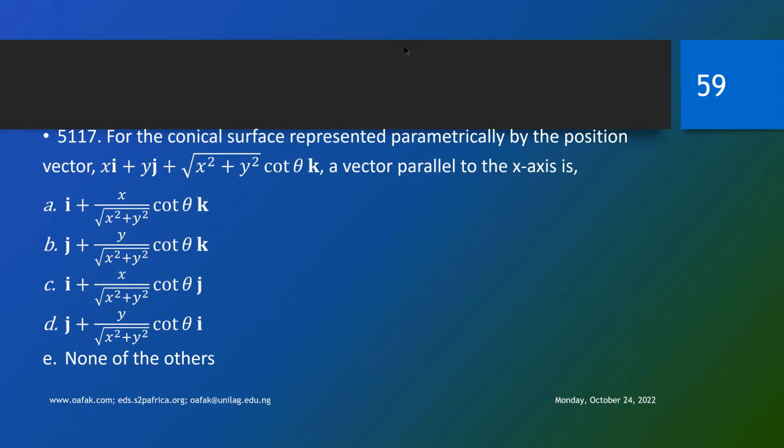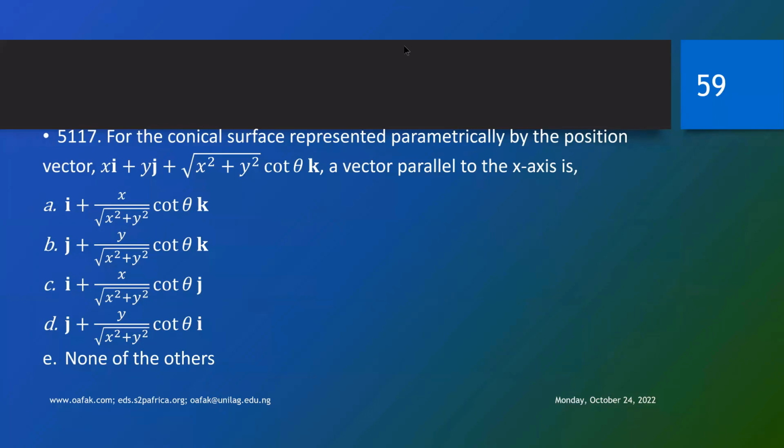Differentiate. James Udotong, you said differentiate with respect to what? When you are looking for the vector parallel to the x-axis, differentiate with respect to what? Yes, with respect to x. Okay, so what is the correct answer? There's no dot product here. It is just differentiate with respect to x.